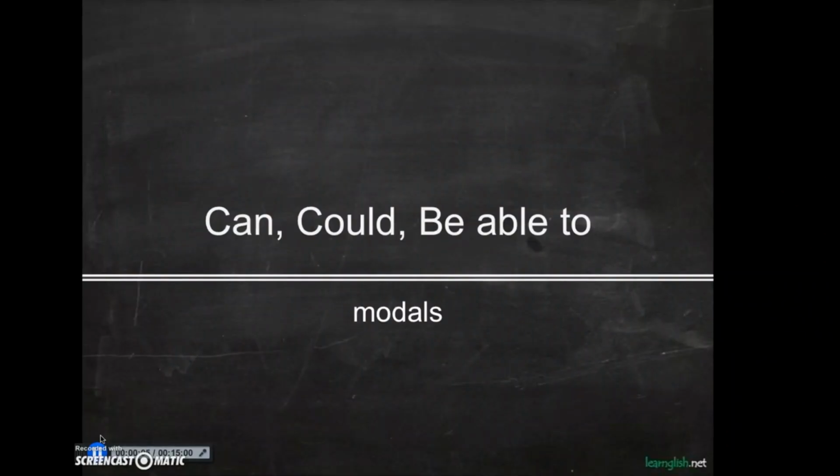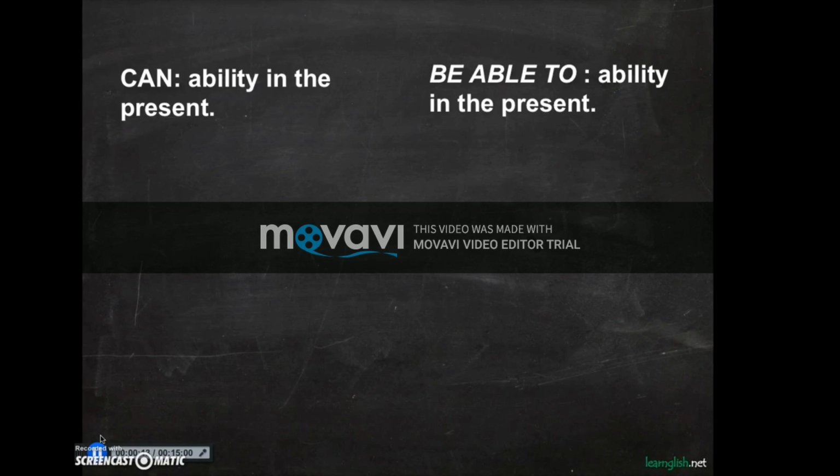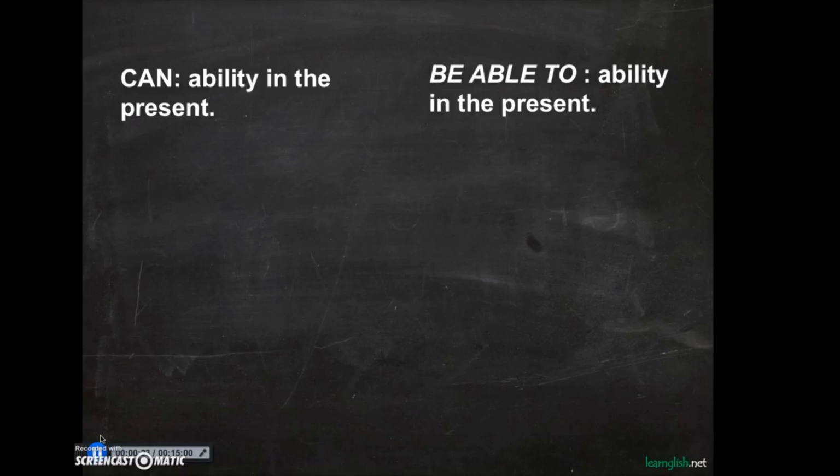Hello, today we are going to talk about modals of ability, for example, can, could, and be able to. In the first place, we need to see the difference between can and be able to. In terms of meaning, it's exactly the same. Both are used to talk about abilities in the present or things that you can do in the present.